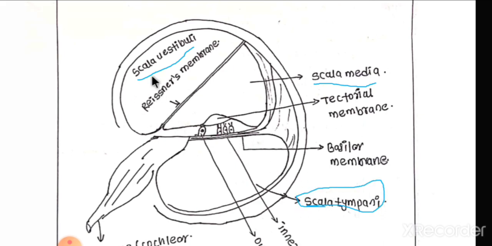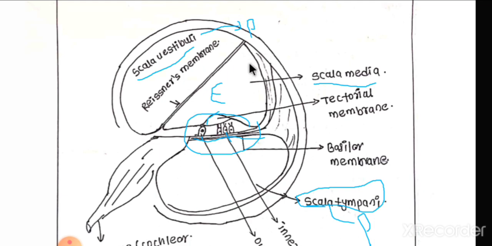Now this scala vestibuli is filled with perilymph, and this scala tympani is also filled with perilymph. But this scala media is filled with endolymph. This is the Reissner's membrane, and this is the organ of Corti. The organ of Corti generally lies on this basilar membrane, and these are the inner hair cells, and this is the outer hair cell. This is the tectorial membrane above the outer and inner hair cells.